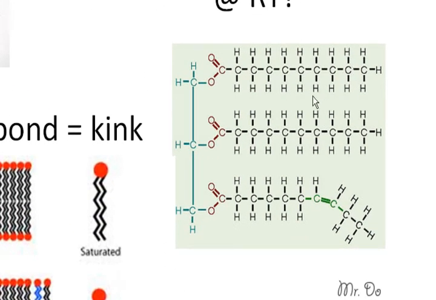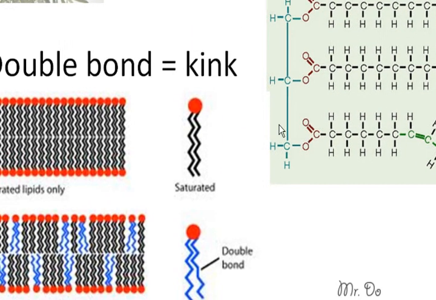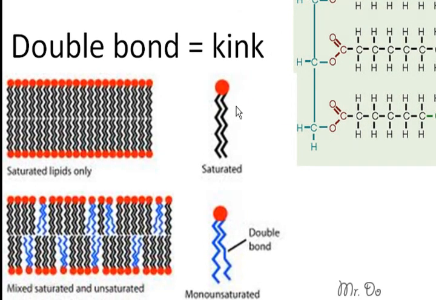Over here we have two saturated tails with lots of H, and an unsaturated one down here has a double bond, which creates a kink. Over here, the saturated tails, as you can see, are neatly held tight together. So that's why it's easy to solidify at room temperature. Whereas for the double bond, because of the kink, the cell membrane is more fluid. It doesn't easily solidify.